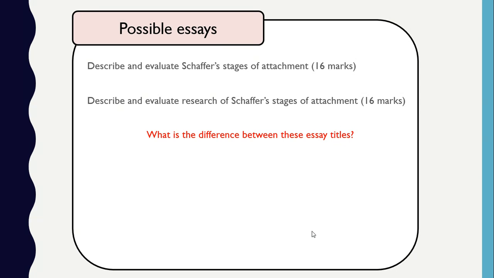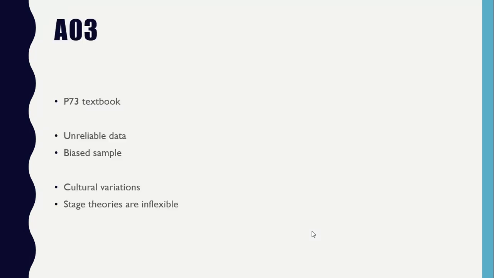And there is some evidence on Caboodle of some answers to these questions. There's some really good AO3 in page 73 of your textbook. The 4 main ones, 4 easiest ones to remember. In terms of the research, you've got the fact that the data is potentially unreliable and the sample is biased. And in terms of the theory, it's culturally biased, so it's ethnocentric. And because it's a stage theory, it's inflexible. Also use alpha gender bias here as well, because it's suggesting that mothers are better than fathers.